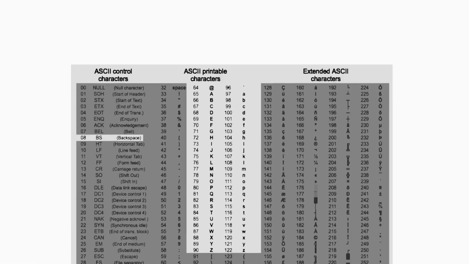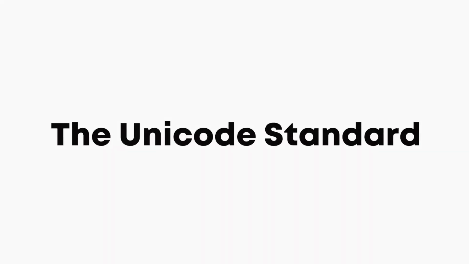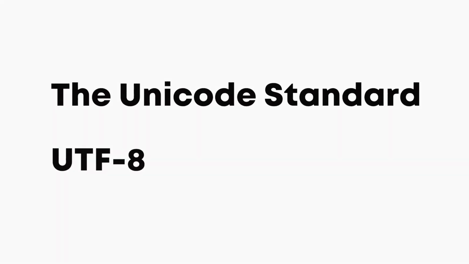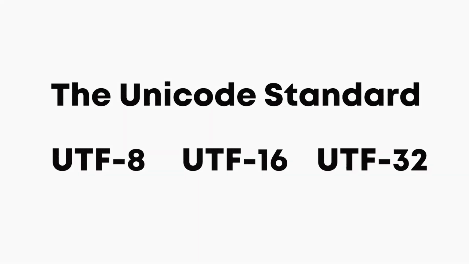But even ASCII right now is a bit outdated. People have created the Unicode standard. There are 3 common encodings of Unicode. UTF-8, which uses 8 binary digits, or bits for short, to store a character. UTF-16, which uses 16 bits to store a character. And UTF-32, which uses 32 bits to store a character. So for example, this face with tears emoji is this number right here.